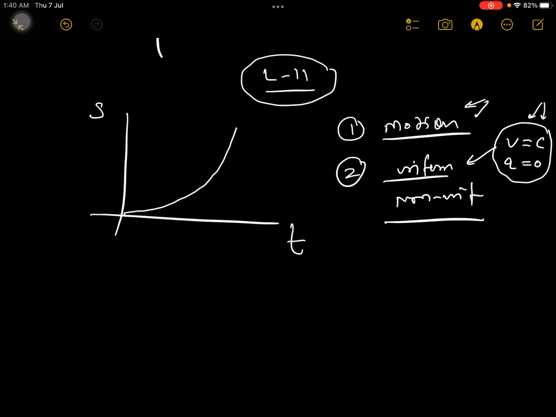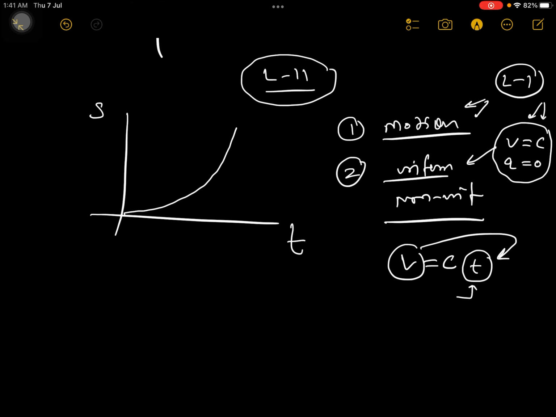For all these things, if you are watching this lecture from lecture 1 of the series, then of course you will be having idea. If velocity is constant, then the time term will not appear in the velocity equation. Velocity will not be depending on time. Speed will not be depending on time. It will be only a constant number.